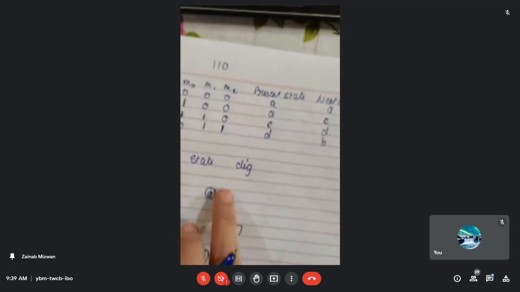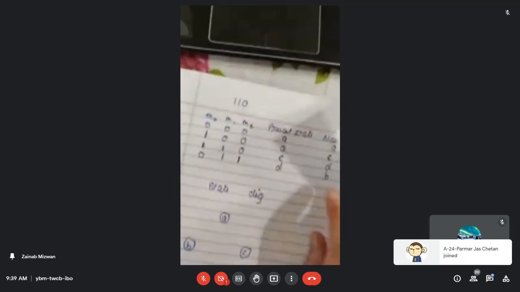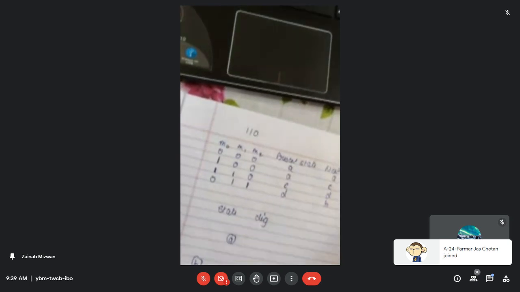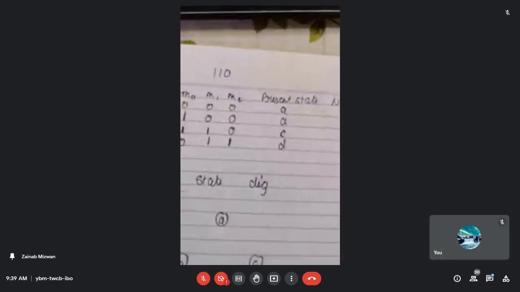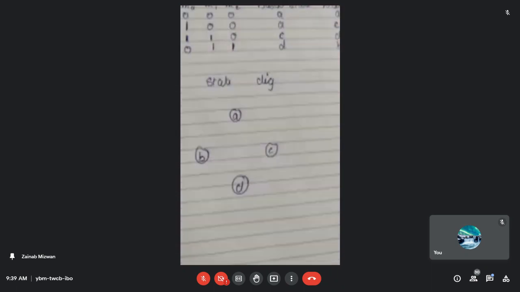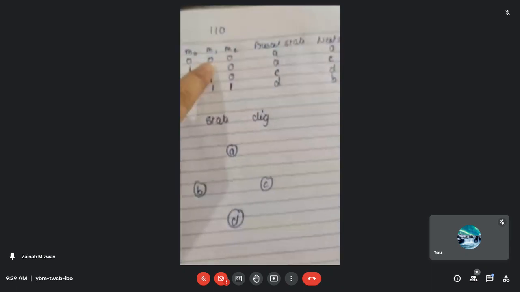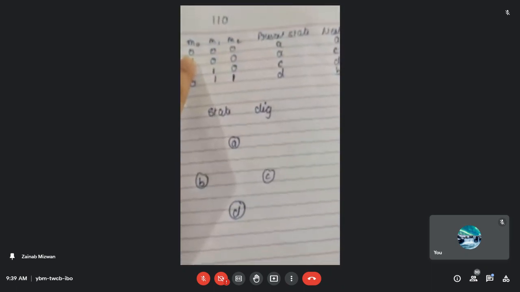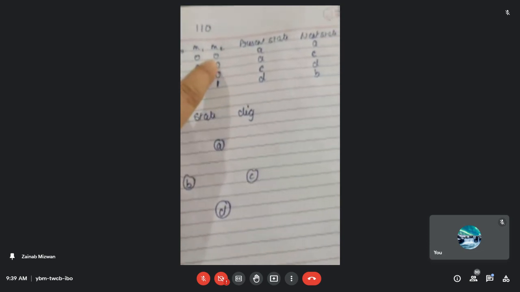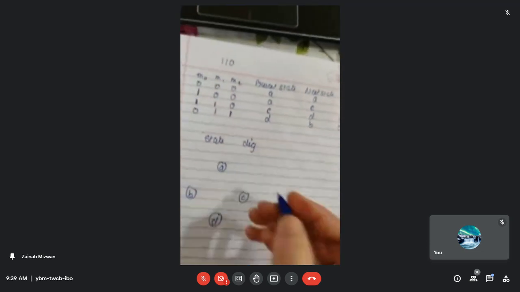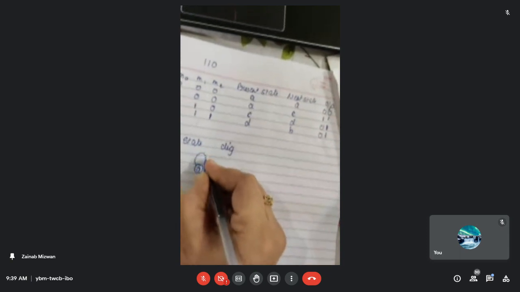So we'll start drawing. As I have drawn, you can see over here, I have drawn the 4 states: state A, state B, C and D. Now the first state, the initial value, is 0 0. When it is 0 0, the output will be 0 0 only.